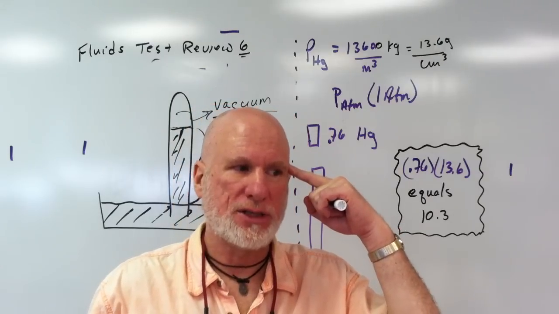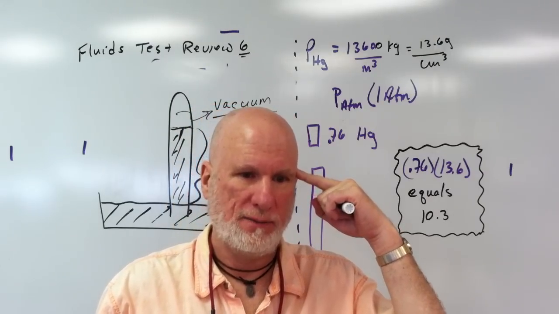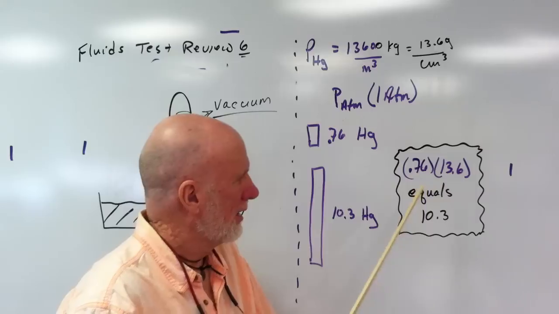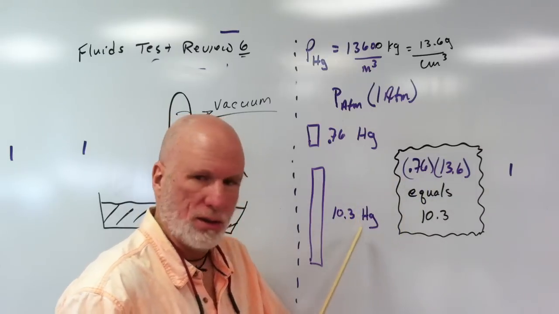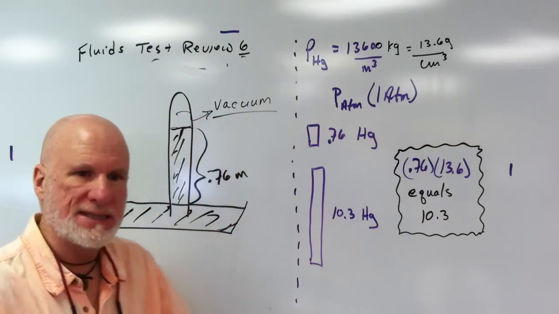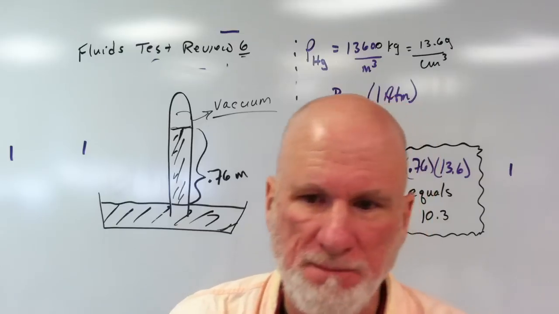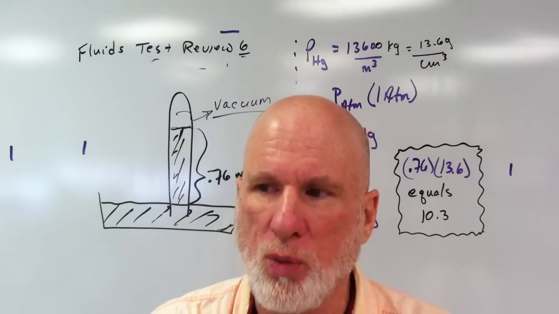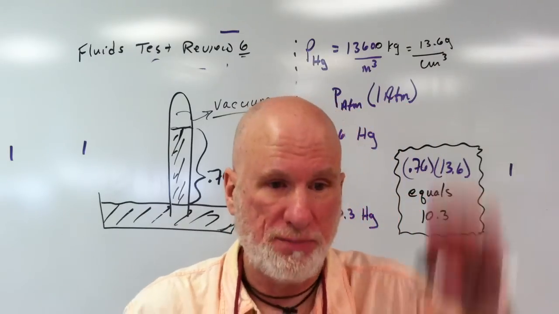Now, an interesting little side note. How tall would this column be if, instead of being filled with mercury, it was filled with water? Water's lighter, so you can push it up.